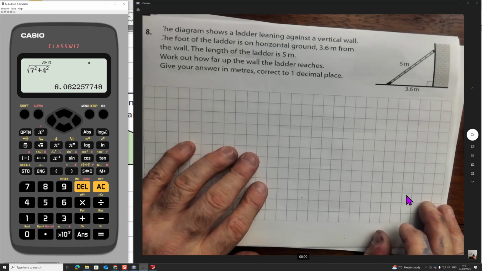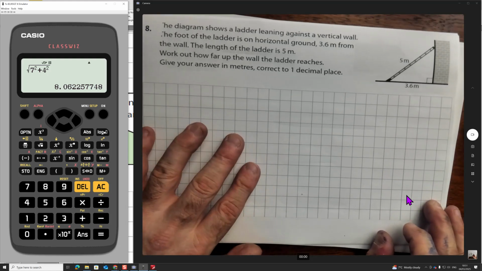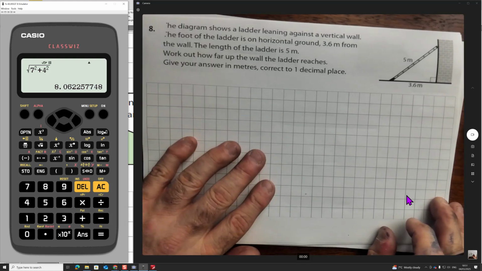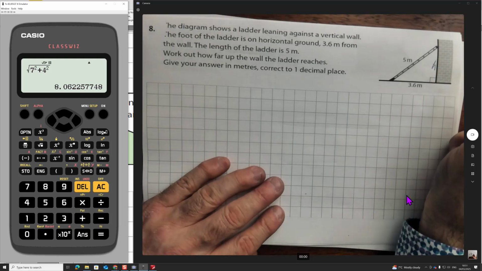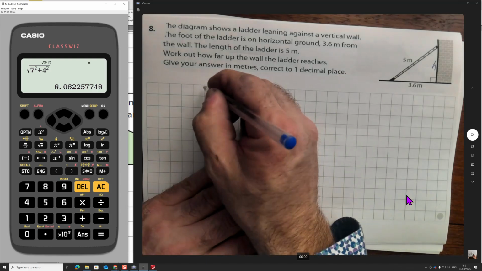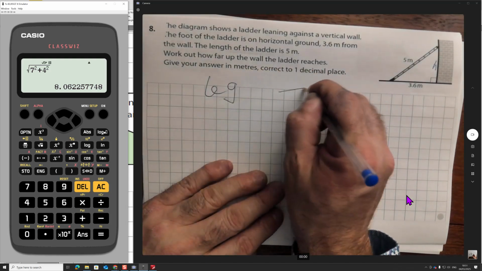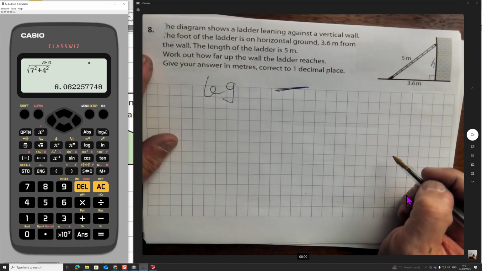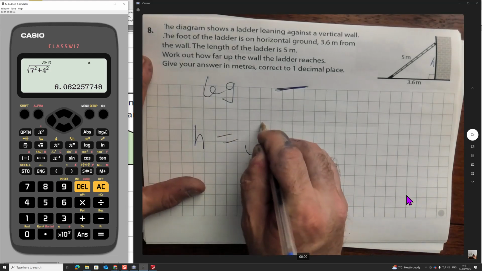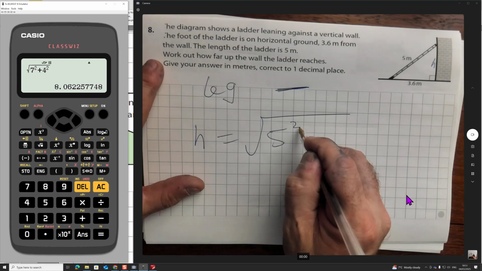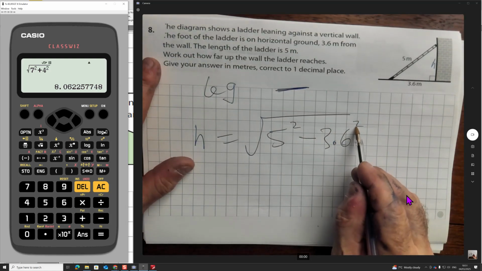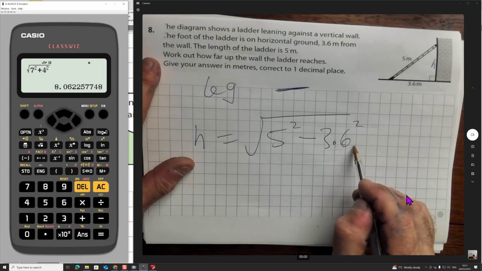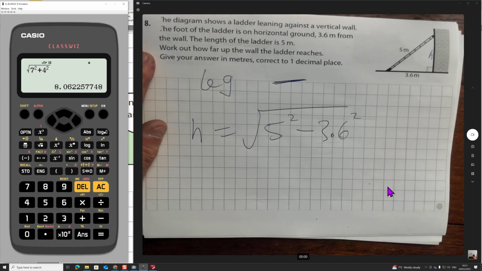Okay, I think we should look at the picture first. We should tell what's going on here, as in how tall up the wall is it going to be, how high is the wall, H. We should identify that it's a leg, and a leg is a minus. We should get stuck in now and say h equals the square root of 5 squared minus 3.6 squared. No problem putting a square there on your decimal, with your decimal places, no problem at all.